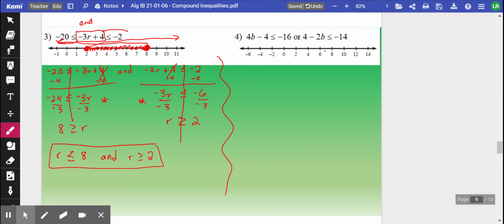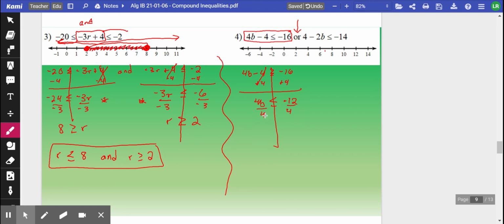Okay, last one here, number 4. This is an or statement. So there is one problem. Let's go ahead and solve that one. 4b minus 4 is less than or equal to negative 16. Add 4 to both sides. I get 4b is less than or equal to negative 12.